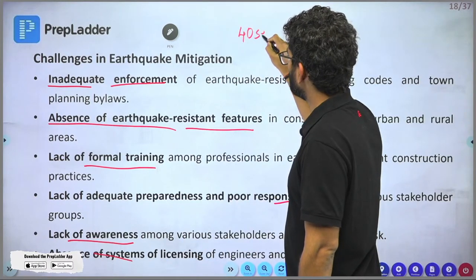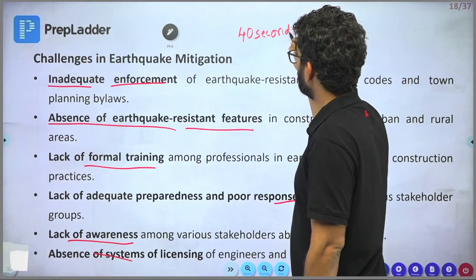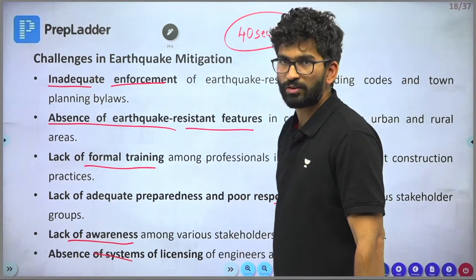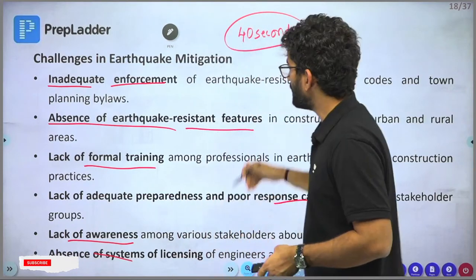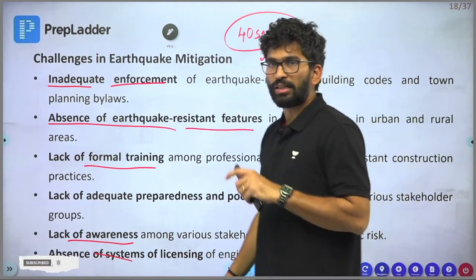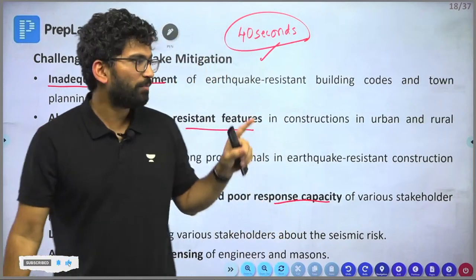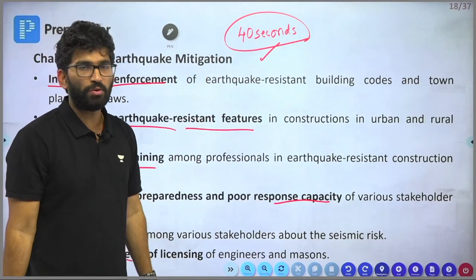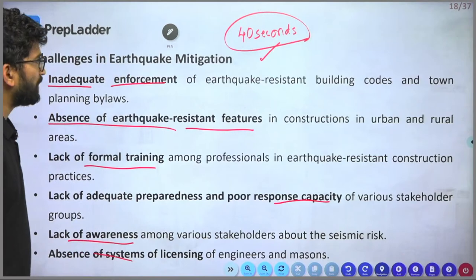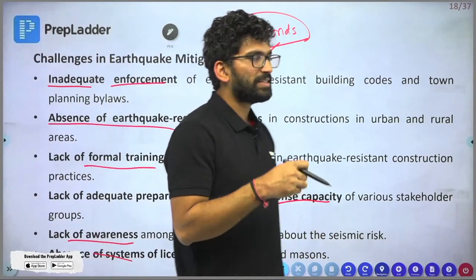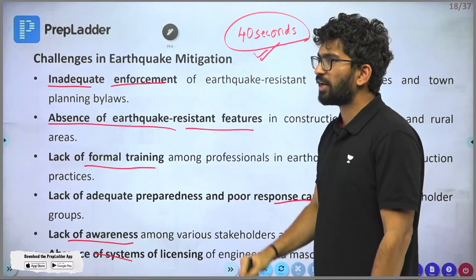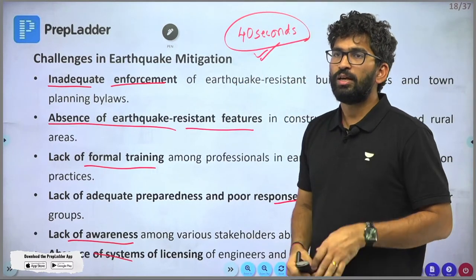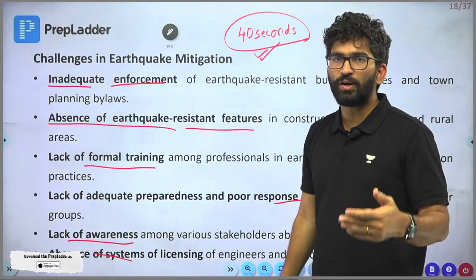40 seconds before the occurrence of the earthquake. That is something important. That 40 seconds before its occurrence, the earthquake warning would be given. So that is something which can be implemented. Now one may say that 40 seconds are not enough. It's perfectly fine. We have started with 40 seconds, and over a period of time it will improve.